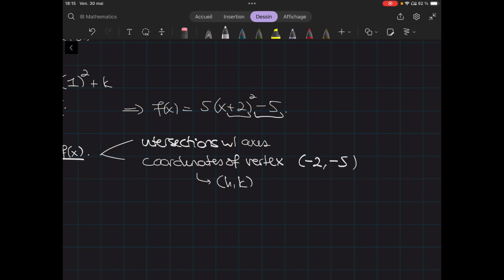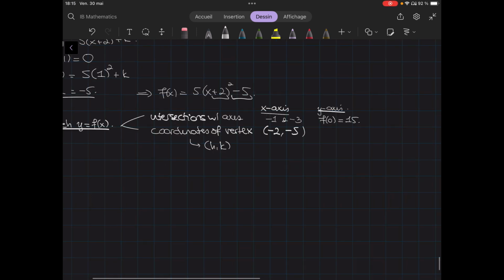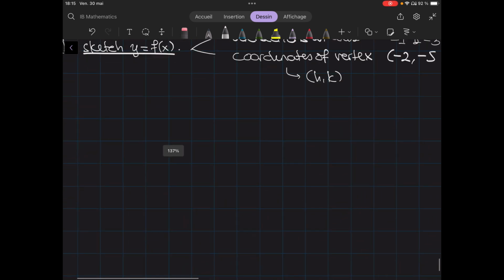The intersections with the axes. Now consider the x-axis. We already know that the roots of this function are -1 and -3. Finding the intersection with the y-axis, you have to find f of 0, which is equal to 15. Putting it all together, you will have the following sketch.